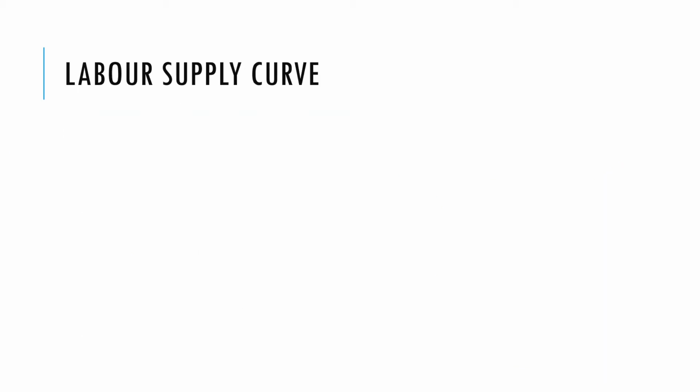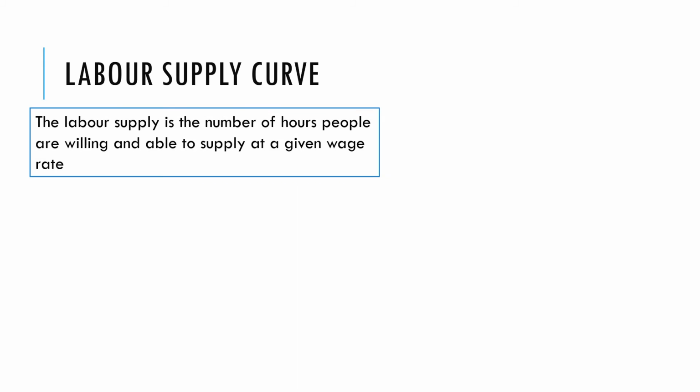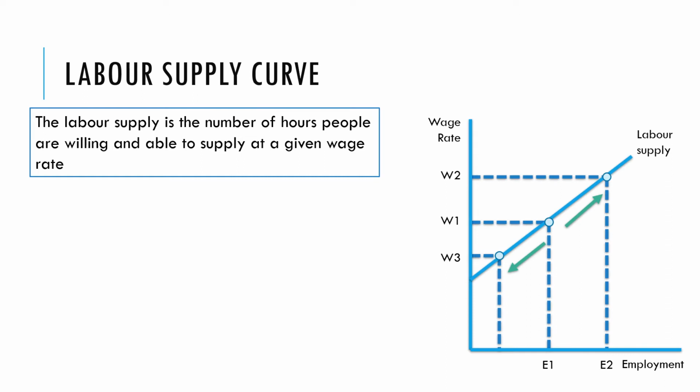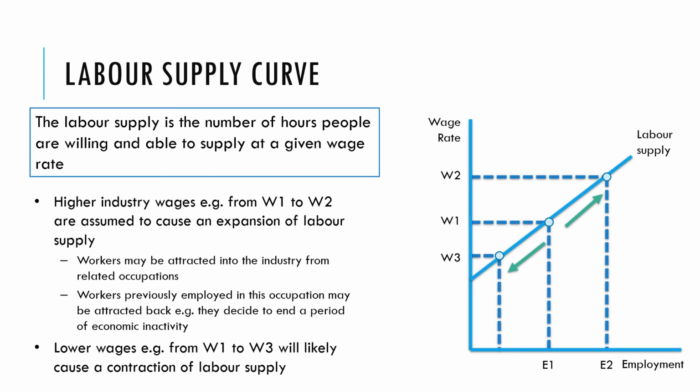So let's look at this labour supply curve in a bit more detail. We've said it's the number of hours people are willing and able to supply at a given wage rate. And here is our labour supply curve. Now, when there are higher industry wages from W1 to W2, as we said before, that is going to cause an expansion in the labour supply.